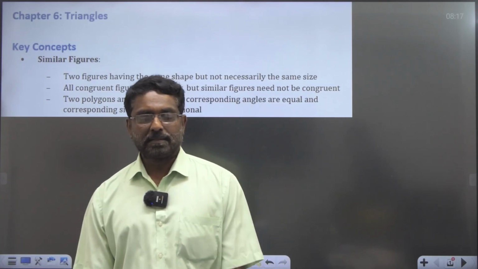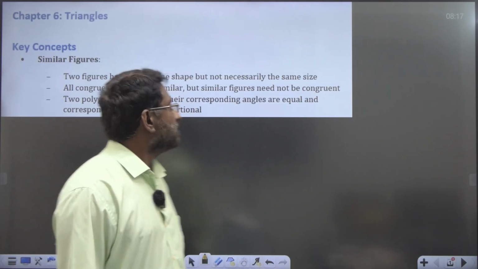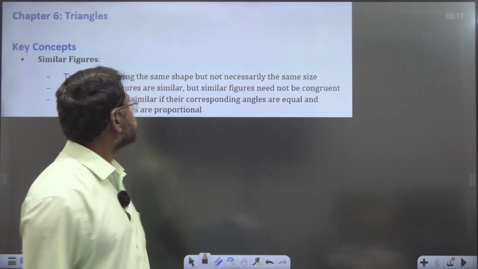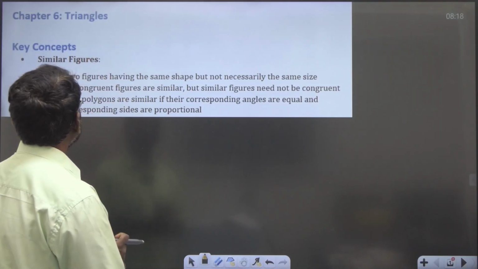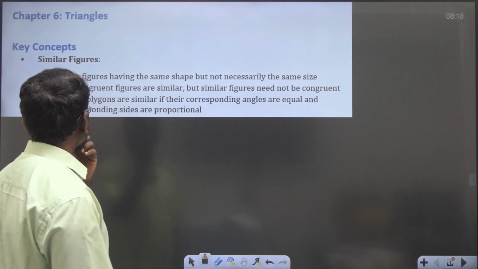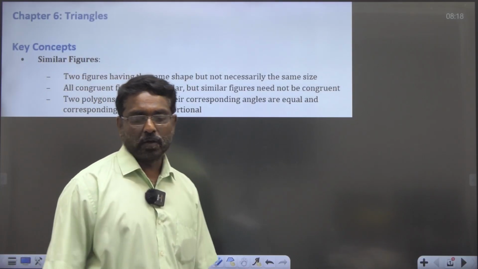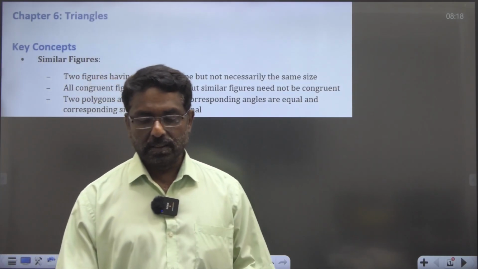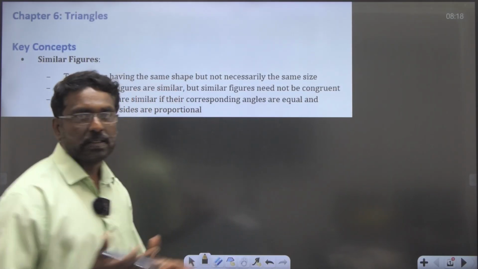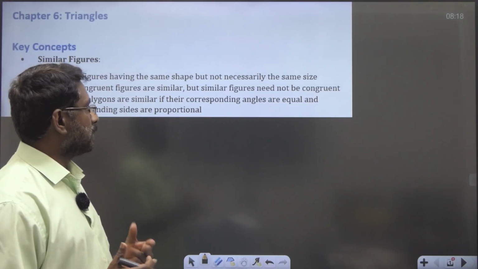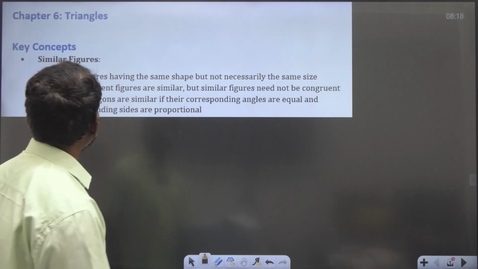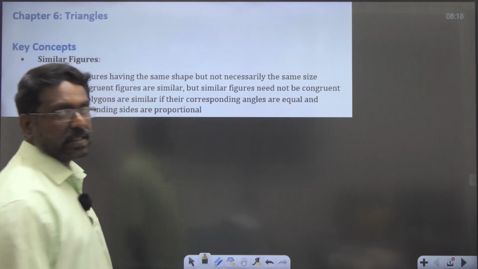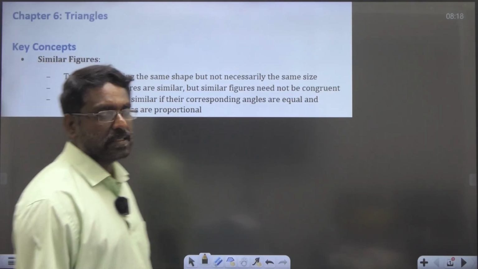Hi, dear children. Today we are going to start our new chapter, chapter 6 in your NCERT book, triangles. In the lower classes you already studied about triangles, and in ninth class also in great detail. What is a triangle? You know, three sides and three angles.